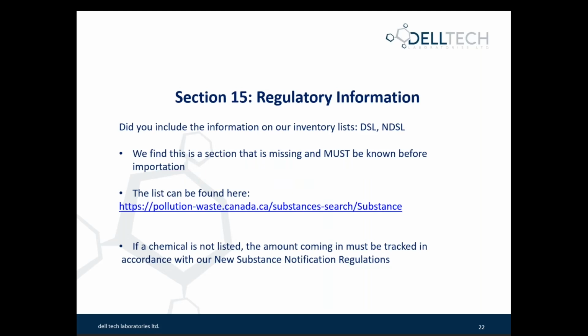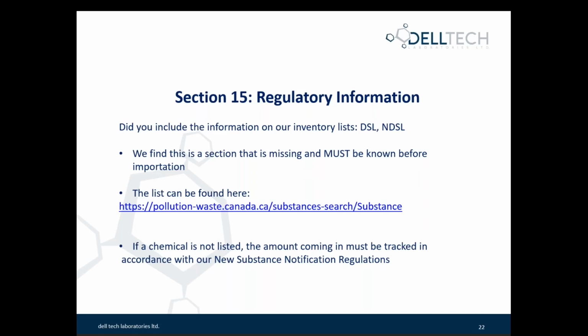Okay, so I'm going to go quickly through the next slides here. Section 15 is the regulatory information on a safety data sheet. Also, a section that is not technically mandated, but is a section which you should include information for your product as a whole coming to Canada. This is a section where you'll find information on our inventory list. So in the US, you have your TSCA inventory list, whereas in Canada, we have what we refer to as the DSL and the NDSL.